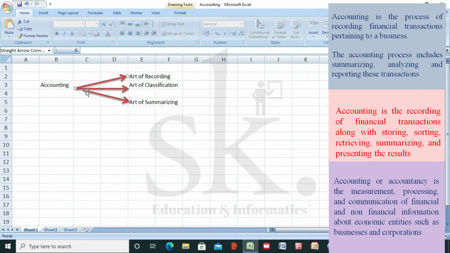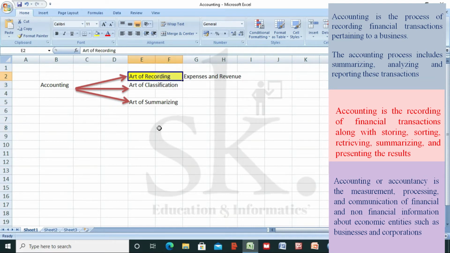These are the three major important points highlighted in the definition. Now, what do I mean by the term art of recording? It is mentioned that accounting is a process of recording financial transactions. So all possible expenses and income, all possible expenses as well as revenue, are recorded. We record all forms of expenses which the company is incurring, and revenue which the company is earning. We record it in the books of accounts of that particular company.